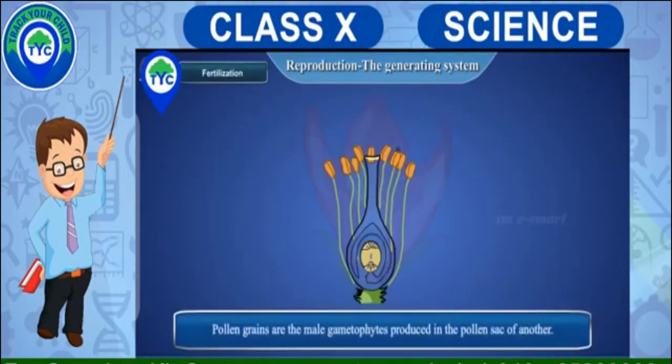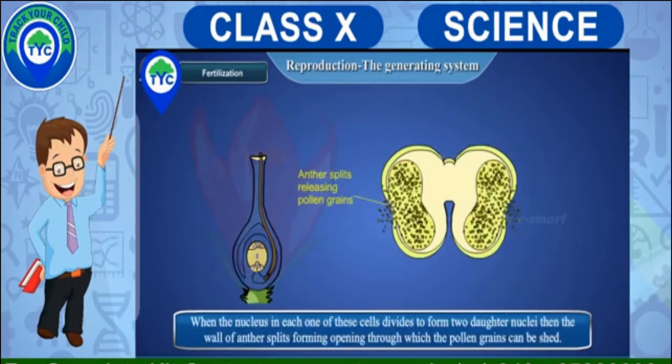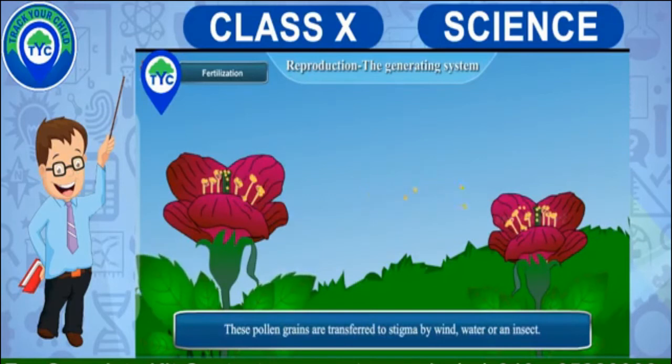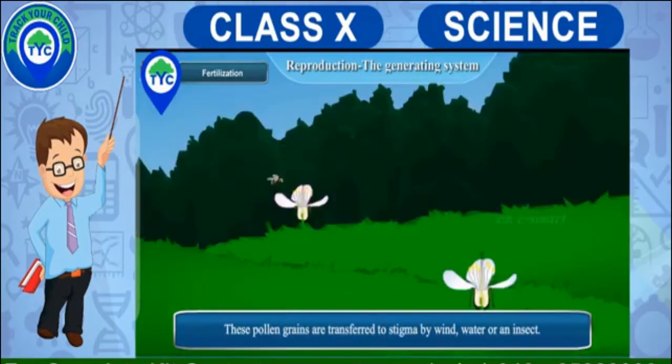Fertilization. Pollen grains are the male gametophytes produced in the pollen sac of the anther. When the nucleus in each one of these cells divides to form 2 daughter nuclei, the wall of the anther splits, forming an opening through which the pollen grains can be shed. These pollen grains are transferred to the stigma by wind, water, or an insect. This process is called pollination.